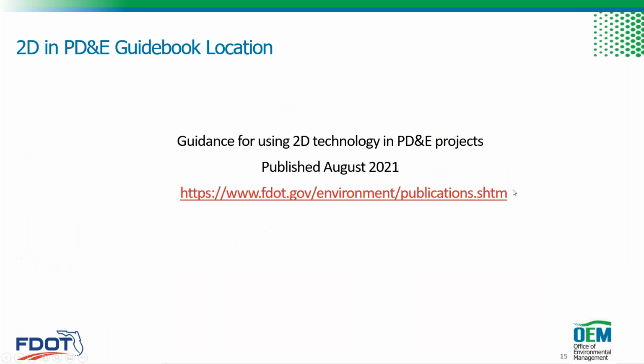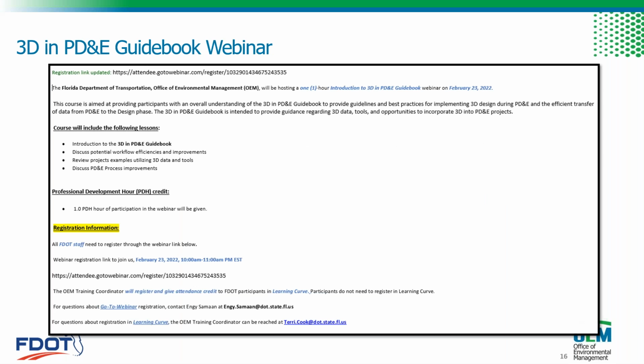Okay, so that was the link to find the OEM publications page where you can find the guidance for using 2D technology in PD&E projects. We just ran through the 2D PD&E Guidebook. As we mentioned earlier, there is also a 3D PD&E Guidebook that is being released by OEM, and there is a webinar on that a week from today, same time, 10 a.m. The contact mailer was sent out January 24th. If you don't have access to the contact mailer or to Learning Curve, you can contact NG in OEM or Catherine.